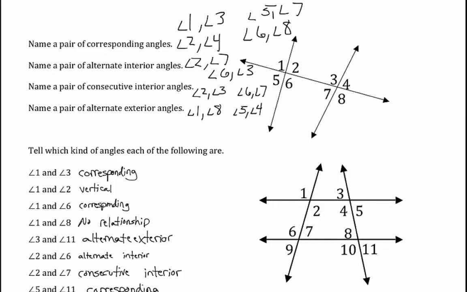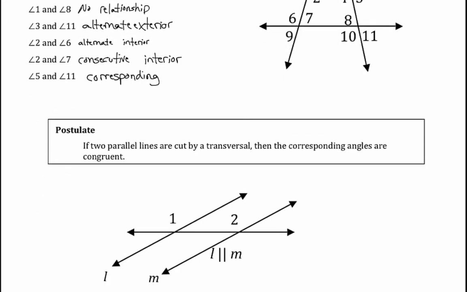Hopefully you found these answers to the questions on this page. If you didn't, stop, look back at your definitions, look back at the examples, and make sure you can identify all these different types of angle relationships before moving on. Because what we're going to do next is take these ideas and look at a postulate.